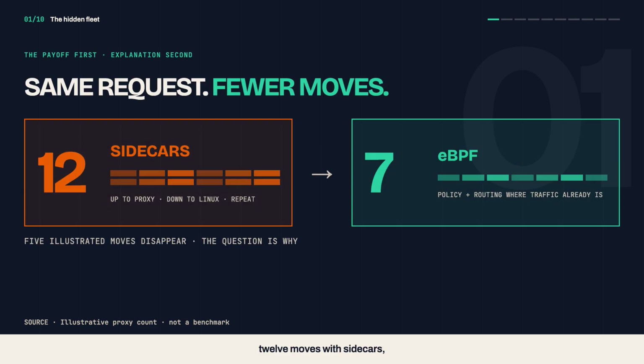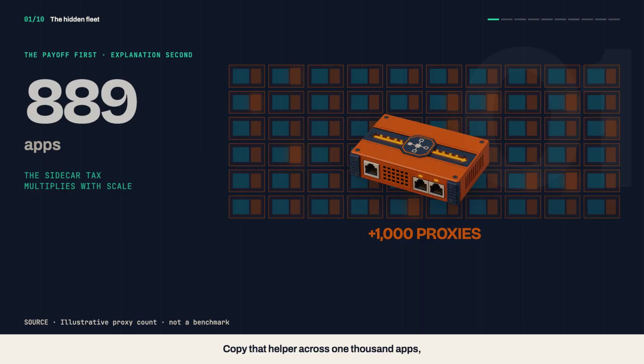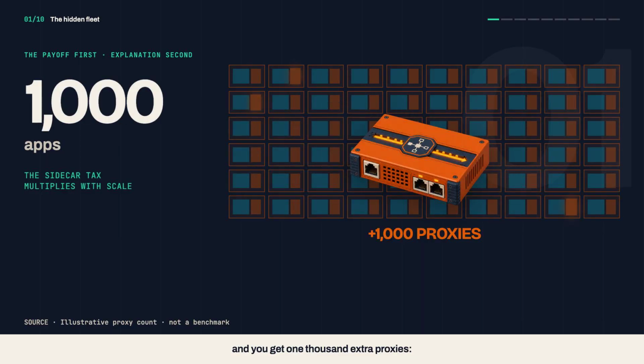One request, 12 moves with sidecars, 7 with eBPF. Why? The packet leaves the direct path, climbs into a proxy, then drops back into Linux. That detour repeats. Copy that helper across 1,000 apps and you get 1,000 extra proxies, the sidecar tax.